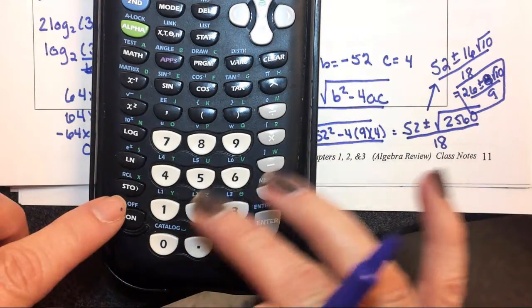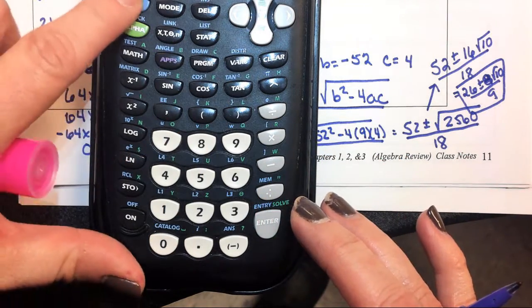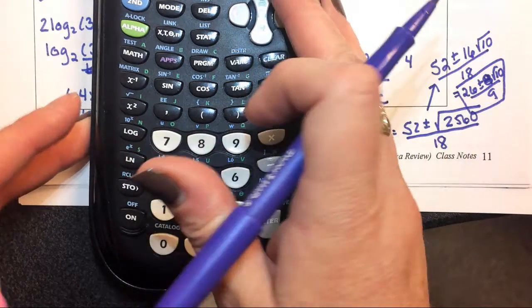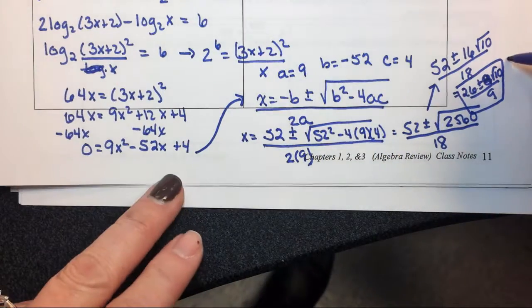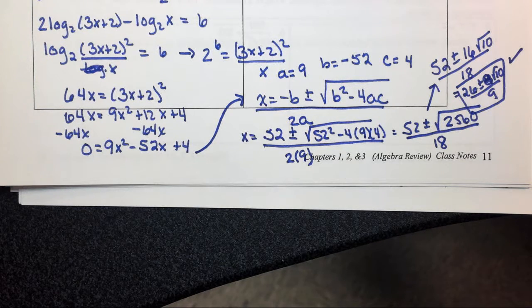So if you want to check 26 minus 8 square root 10, it is a positive number. So they're both going to work. All right, so both of those will be your solutions. So they're both positive. Okay?